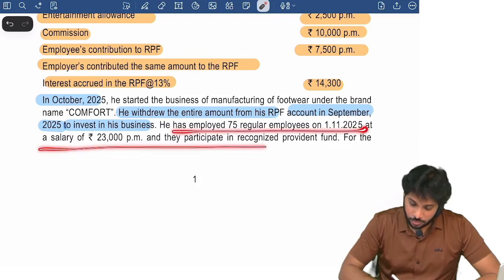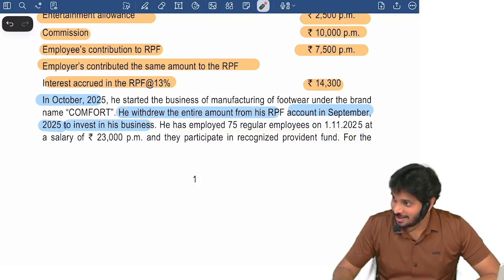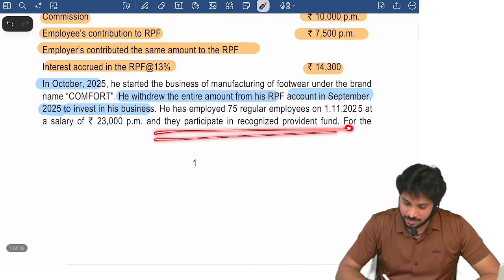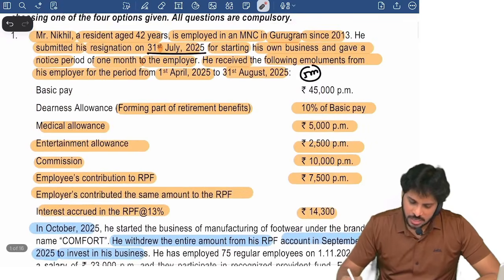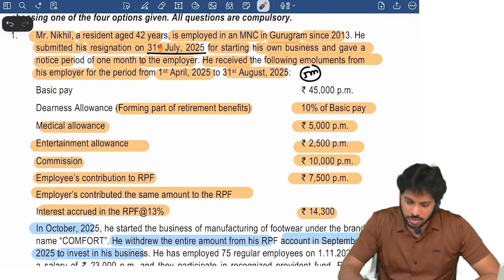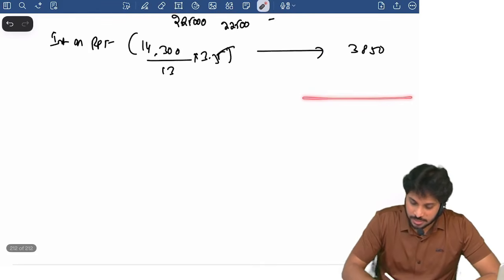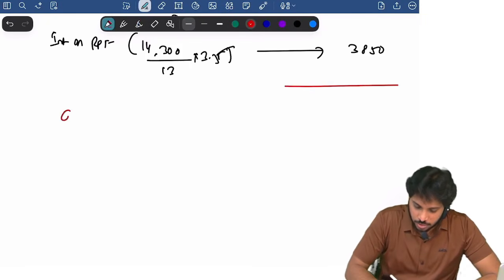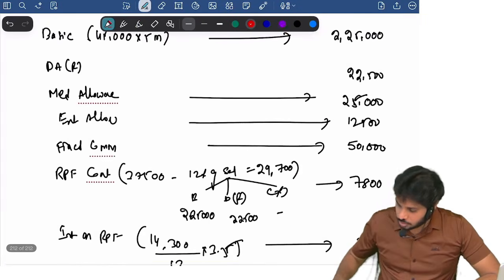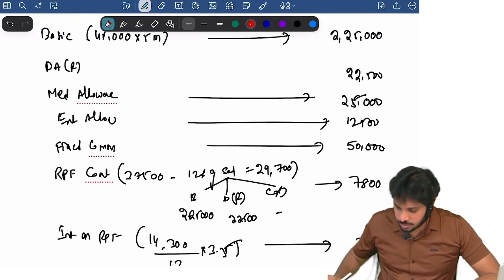Then he employed, 80JJAA is there. 80JJAA, chapter 6A reduction is available, yes or no? Because they gave the 80JJAA information. Okay, fine. So I think the salaries data is fully considered. Now I will close the salaries head of income. What is the gross salary? 2,25,000 plus 10% plus 25,000 plus 12,500 plus 50,000 plus 7,800 plus 3,850.